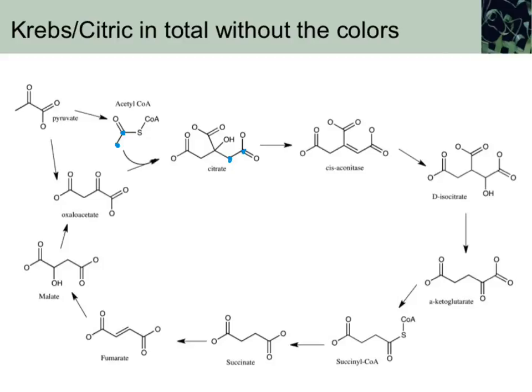If we look at that next step, on citrate to cis-aconitase, what happened? We did an elimination reaction. Okay, so we still have our acetyl group, but we've now lost the OH and an H. So we've done an elimination reaction in that next step to make our cis-aconitase. Okay, why do we call it cis? Because the double bond is a cis double bond. That's its reference.